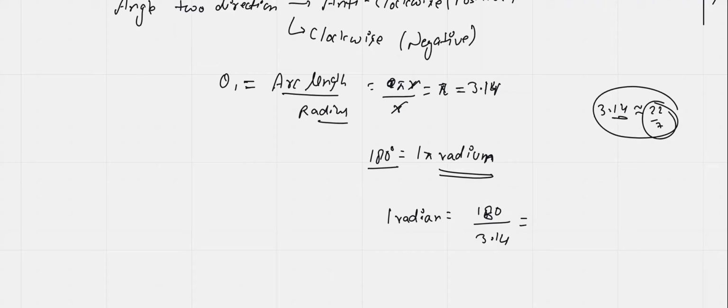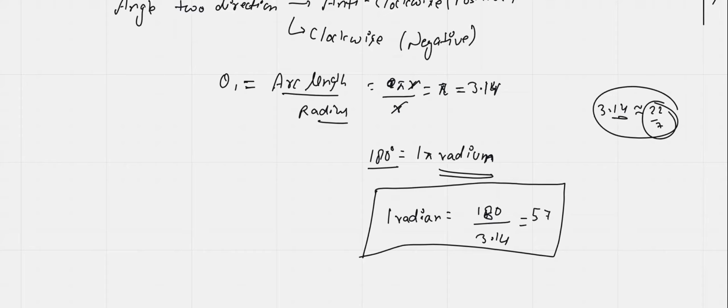Okay, so this is what we are going to get the value. You can say this is my conversion of 1 radian. Is it clear? Yes, sir. So if you just solve this one, 180 degree divided by 3.14, you will be getting something around 57.3 degree.